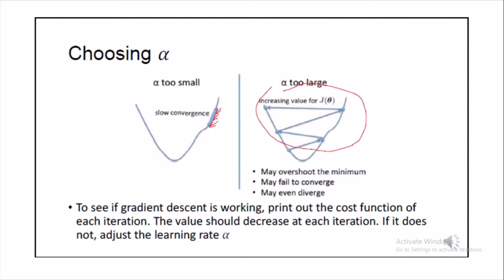So in the learning rate, this is for alpha too small. When we choose a small alpha, the convergence will be slow. While if alpha is too large, J theta can increase, with the effect of overshooting the minimum, and it can also cause a failure to converge.